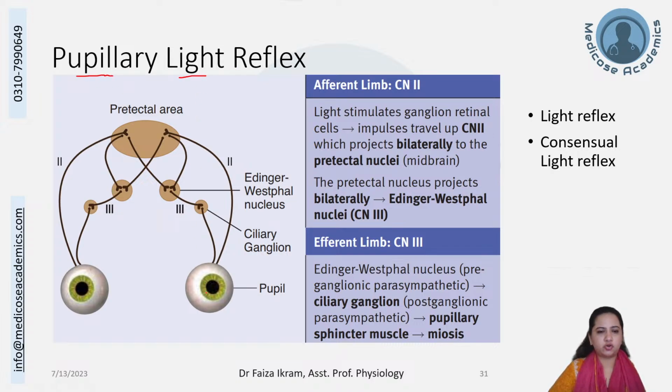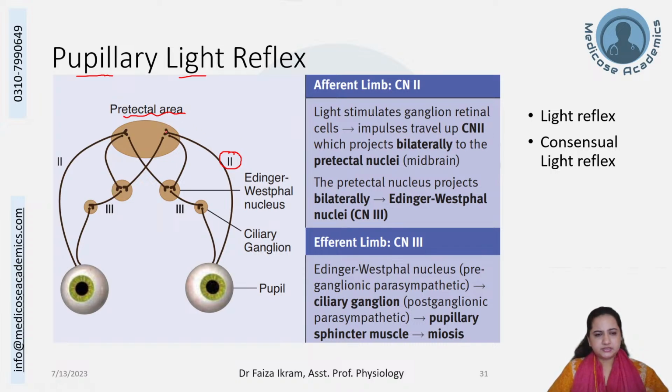Whenever light is shone on the pupil, the afferent limb is stimulated. Here, the afferent nerve, which is carrying the message, is the second cranial nerve, the optic nerve. Optic nerve, optic chiasm, optic tract. From the optic tract, instead of going to the lateral geniculate body, a few of the fibers separate and go to the pretectal nucleus that we discussed previously.